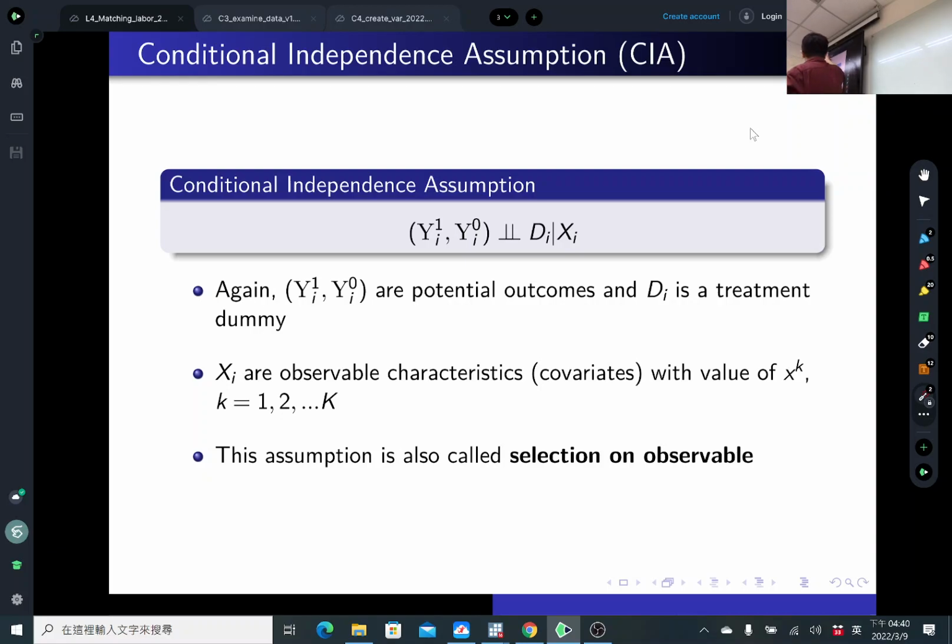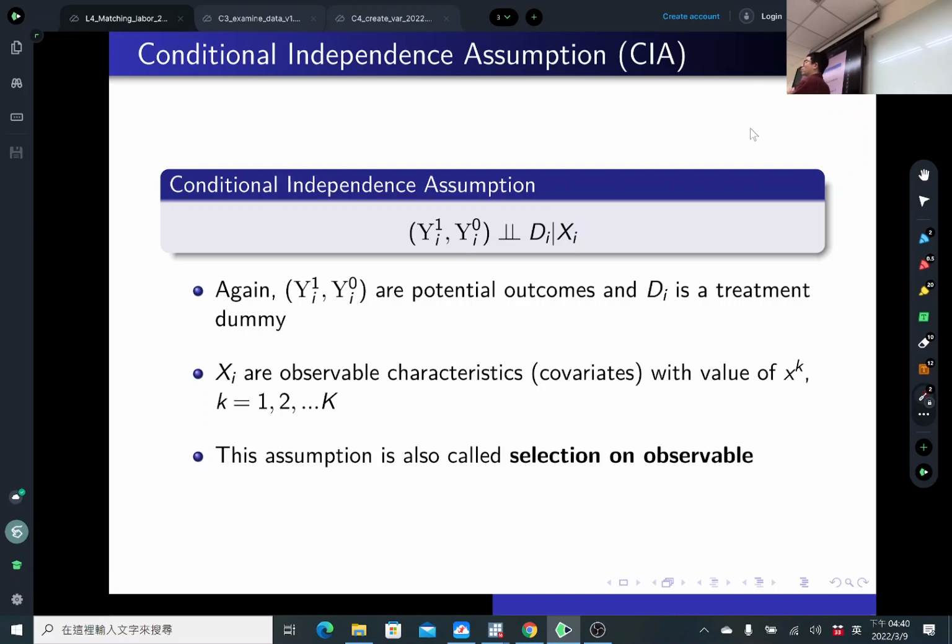So in that case, we can use this assumption to get the causal effect. You will see later. This assumption is also called selection on observables. This means basically we just observe who gets a treatment or not. That's why they say selection on observables, because whether you get a treatment or not is just based on the observed characteristics.